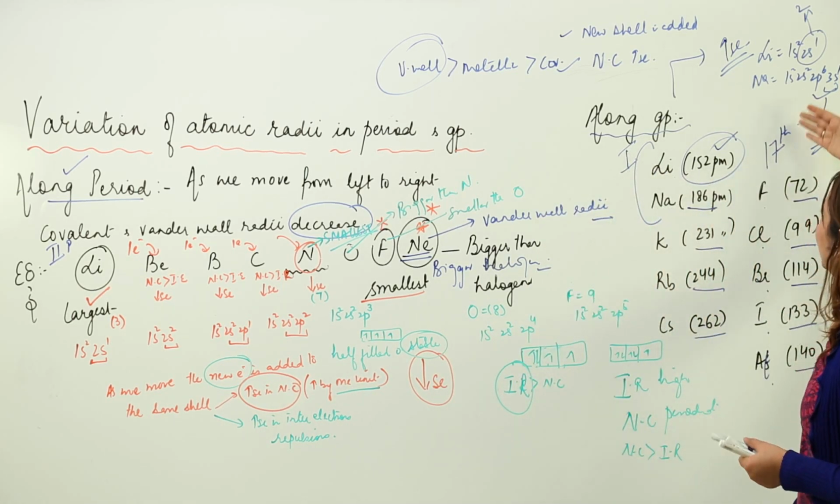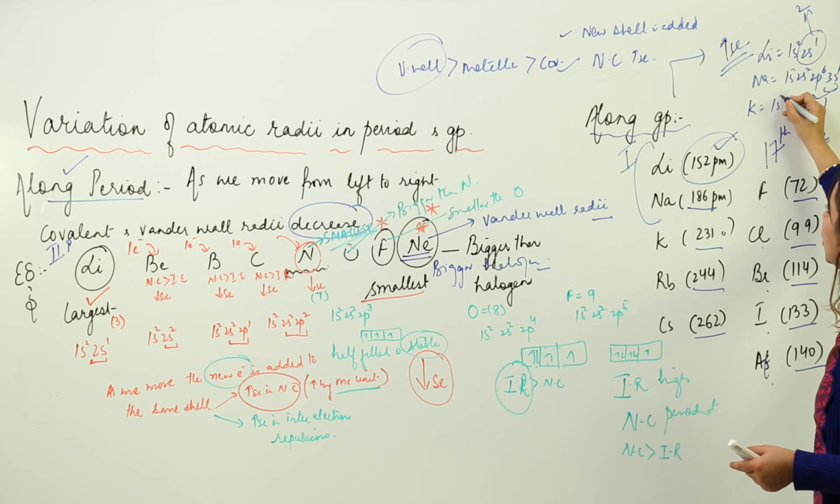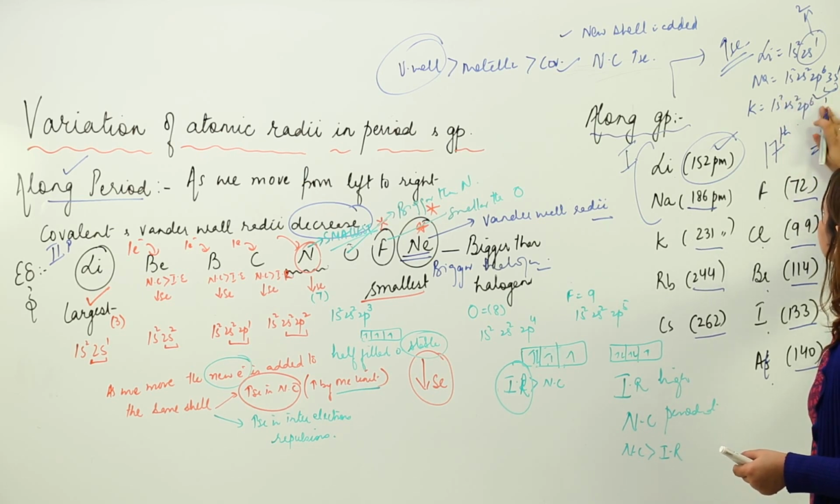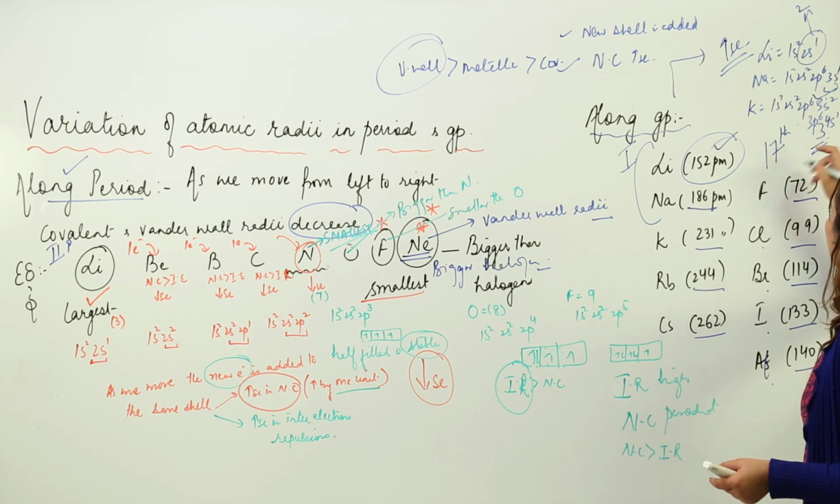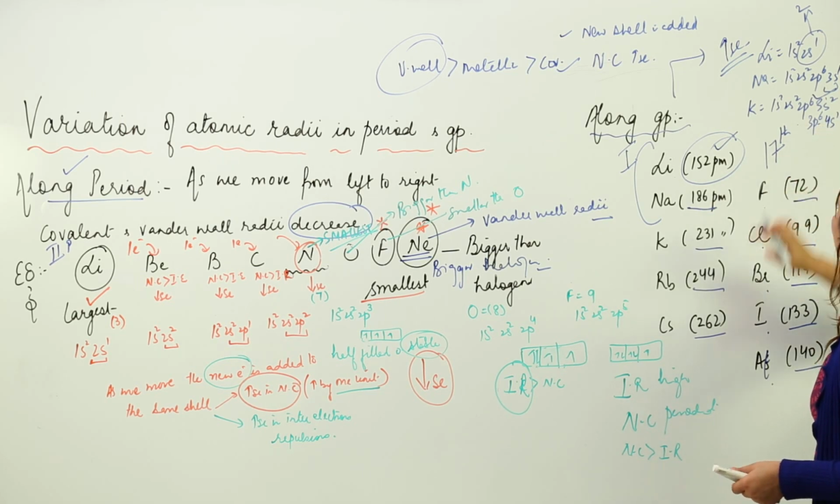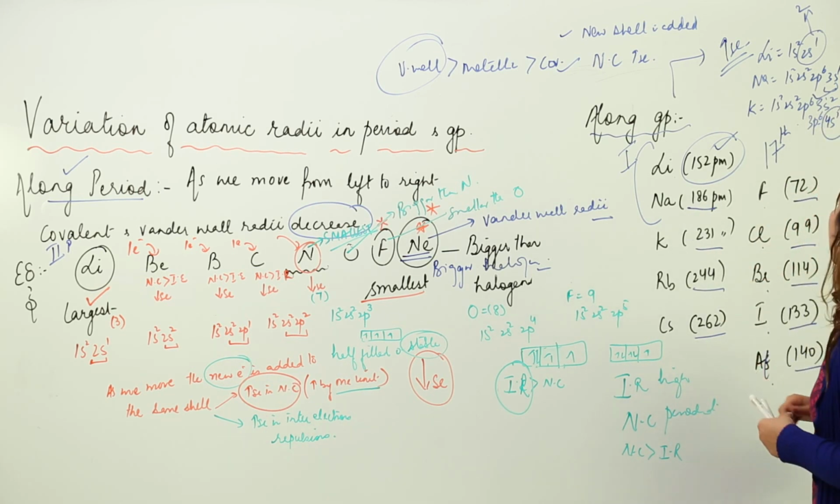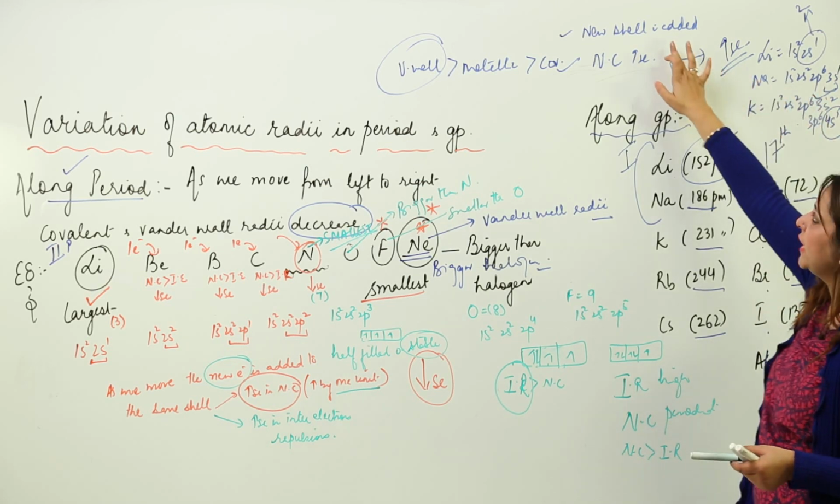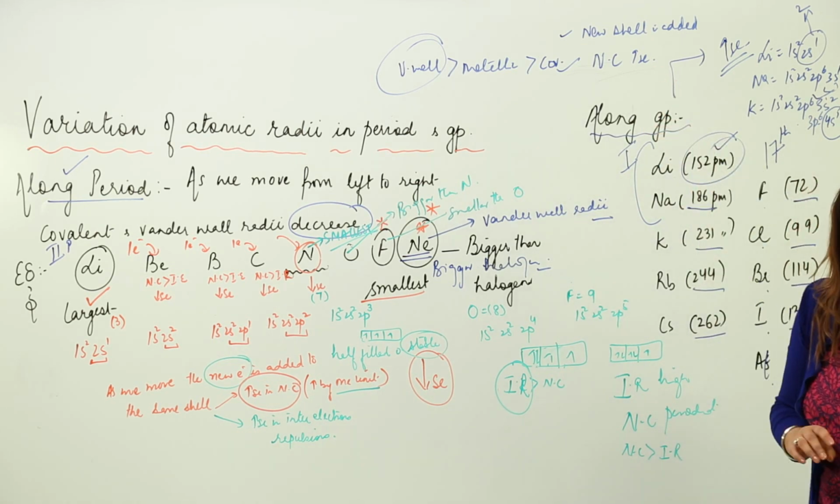Moreover, when we move down, I'll write the configuration for potassium also: 1s2, 2s2, 2p6, and so on, as it is 19. Now it is 18 and this is 19, right. So here the valence shell is the fourth one. You can see that every time we move down the shell is increasing: its valence shell is 2, then 3, and then the fourth one. And the number of electrons is also increasing, which means the nuclear charge is also increasing.